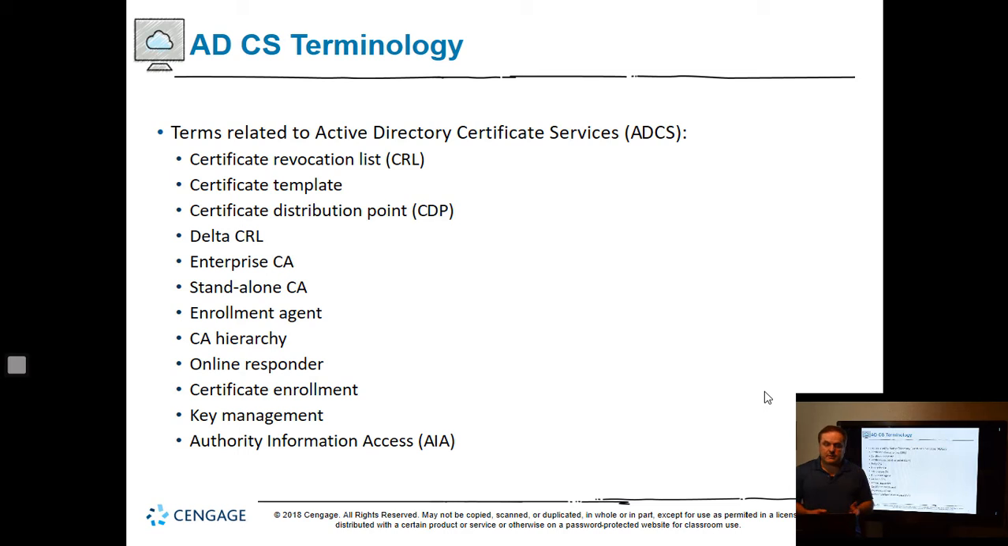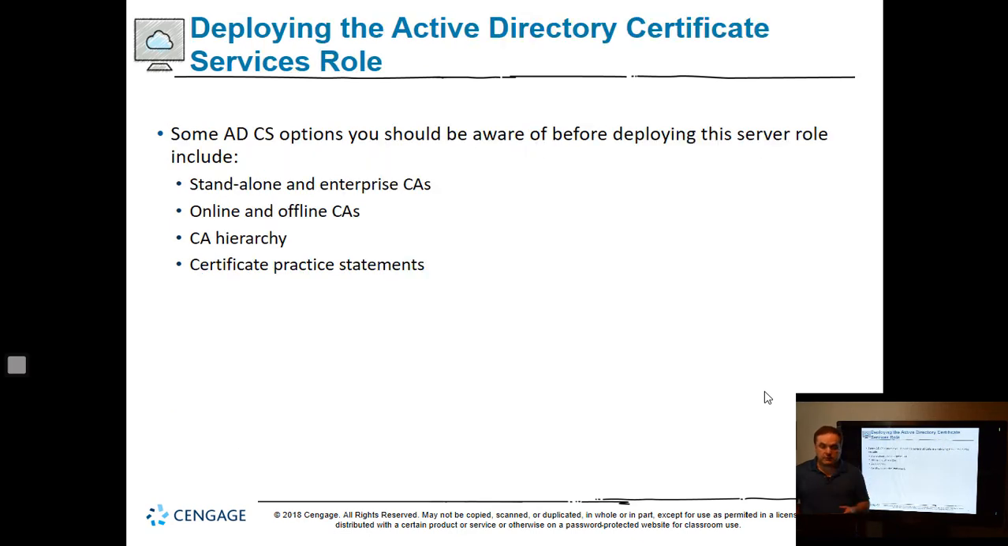Terms related to Active Directory Certificate Services: you've got a revocation list. It tells you whether or not the certificate has been revoked and you no longer trust it. You've got a certificate template you can create, a distribution point, and all these other options that you see here. So this is a good thing to go to during your quiz, because if you get asked about certain things, this is where you're going to find them when it comes to these acronyms.